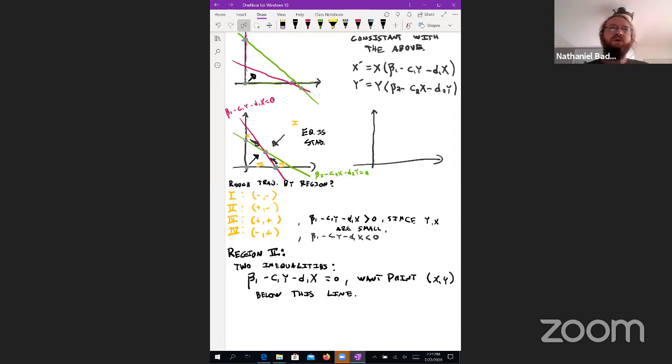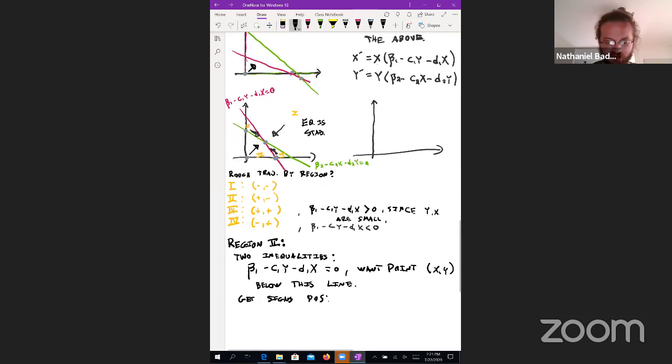So the quick way, the easiest way for me to do it, is to just get all the signs positive. You can do it without doing that, but we rewrite this as b1 equals c1y plus d1x, right? And so if this is our equation, and we want pairs of x and y less than this, so we ask, what do x and y satisfy?